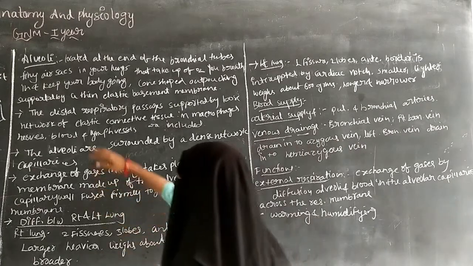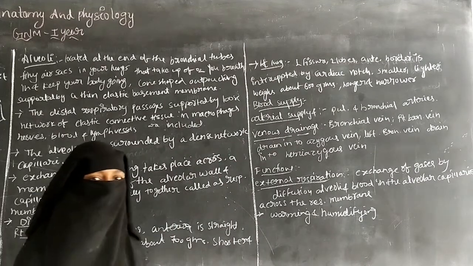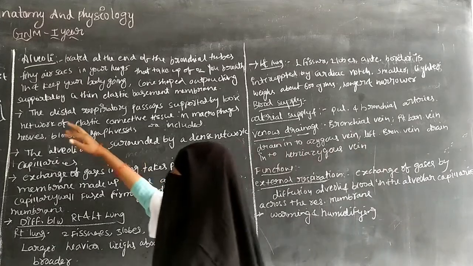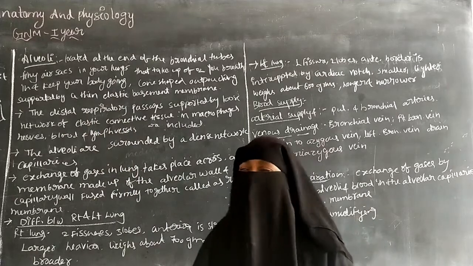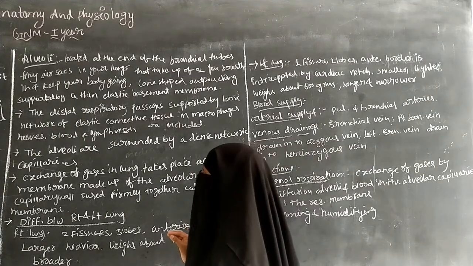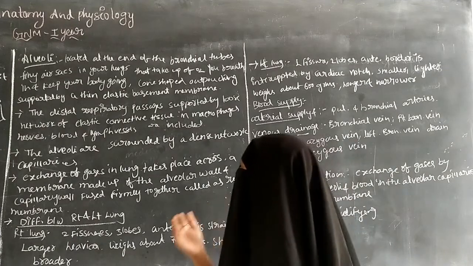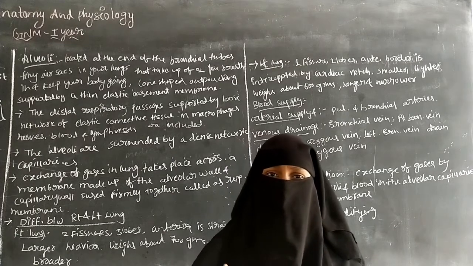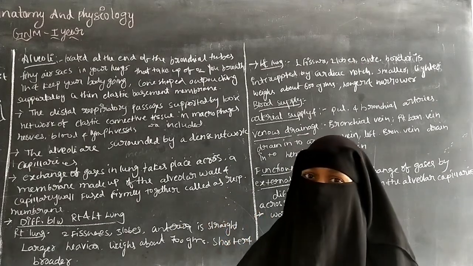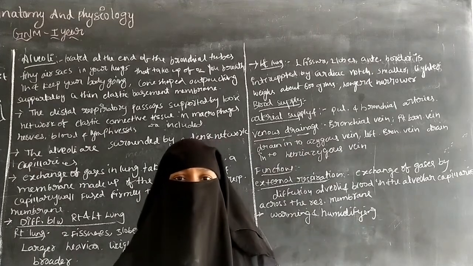So the alveoli are located at the end of the bronchial tubes. They are tiny air sacs in your lungs that take up the oxygen you breathe in and keep your body going. So the alveoli help with the oxygen which we are inhaling.